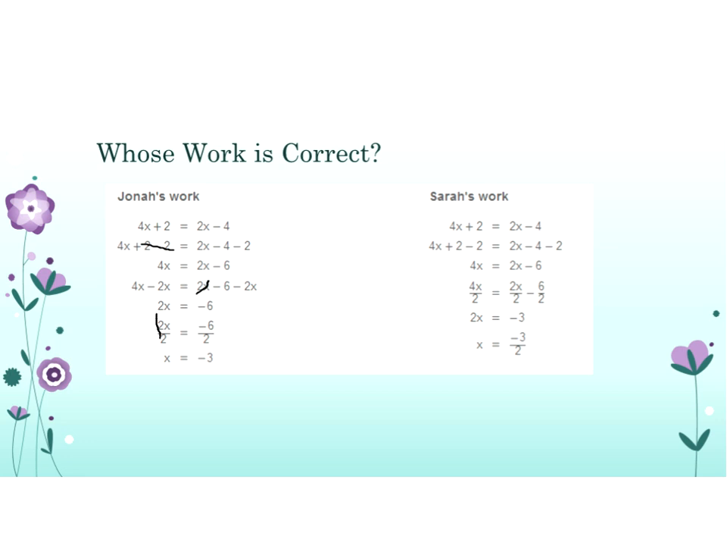Now looking at Sarah's work, she subtracted 2 from each side, which is fine. She ended up with 4x equals 2x minus 6, which is fine. But then she tried to divide by 2 because of this coefficient on the variable, and she divided by 2 on each term. And then what she did was she took this x and she just got rid of the x. Even though she divided by 2, she didn't divide by 2x.